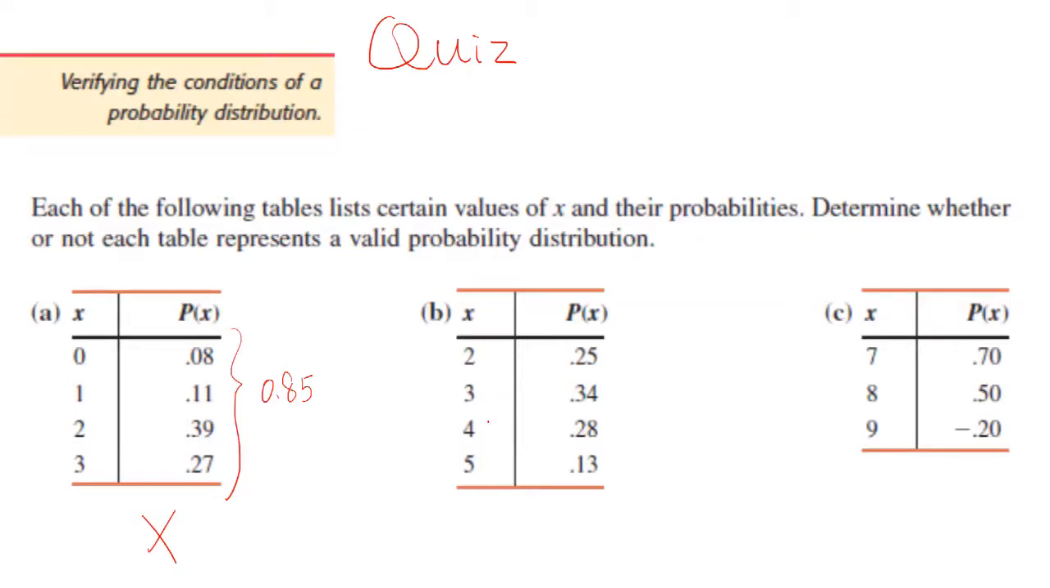The second one: each probability listed in this table is in the range 0 to 1. Also, the sum of all the probabilities equals 1. So this could be a probability distribution. Now C. Any probability cannot lie outside the 0 to 1 range, right? So this one is not a probability itself, and therefore not a probability distribution. Any questions? No? All right.